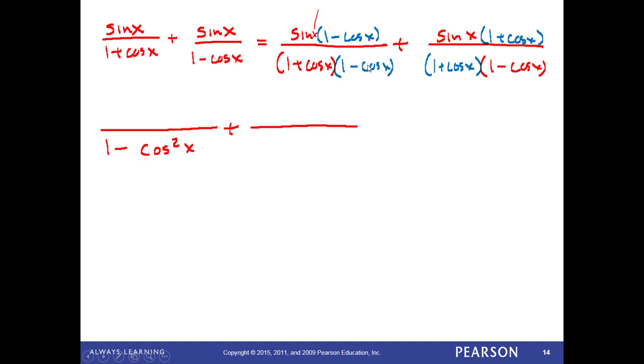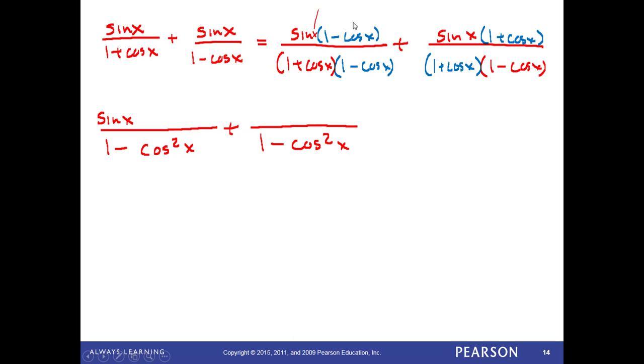1 times negative cosine is negative cosine. Cosine of x times 1 is a positive cosine, so those middles are cancelled. Then you're left with just this at the end. Alright, that happens on the other side as well. Same thing, because we should have common denominators. Okay, so sine of x times 1, sine of x.